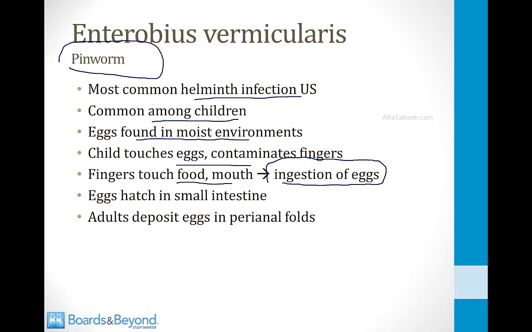What's interesting about pinworm is that the eggs hatch in the small intestine, and then the adult deposits eggs in the perianal folds, and this is where the symptoms come from. Those eggs are going to be very irritating around the anus of the child who is infected. In addition, the eggs that come out of the intestine of an infected child can then infect another child potentially.